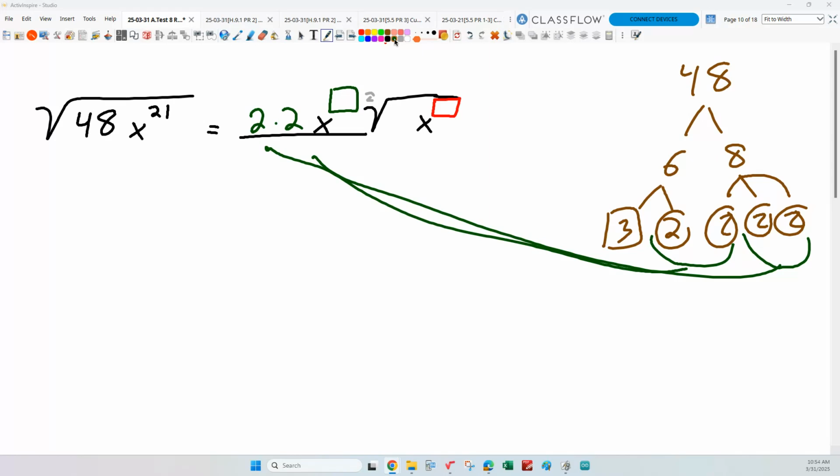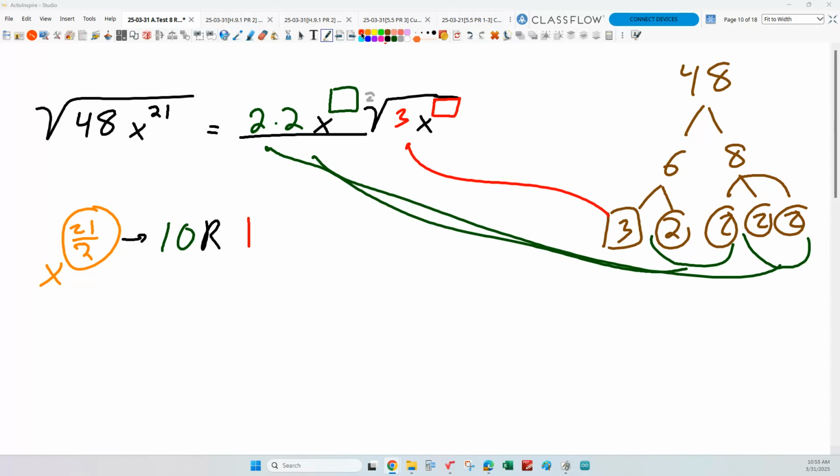Good. And what's our inside number? 3. Okay, what about x? Now we have x to what power? 21 over 2. Whoops. And if we look at 21 over 2, what is that? Okay, if I simplify that ratio and write it as a mixed number, we're going to get 10 R1, so 10 and 1/2, right?